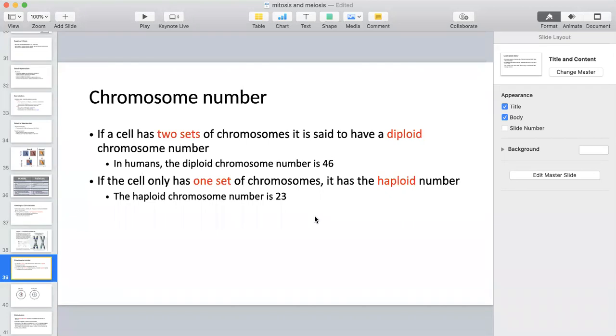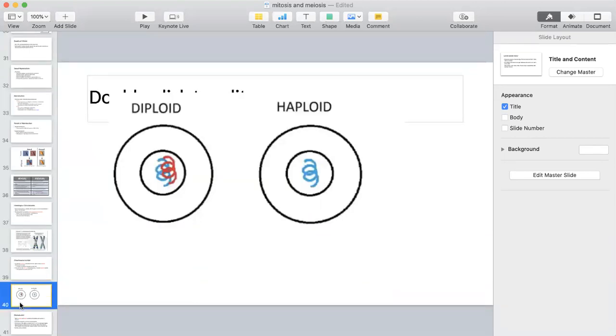And I did make the point on Monday that chromosome number can vary depending on the organism. So this chromosome number 46 holds true for humans. That number might be different for a dog or a cat or a fish. And this is just a visual representation of what a diploid cell would look like versus a haploid cell in terms of chromosome number. This cell would be diploid because it has double the number of chromosomes than the haploid cell.